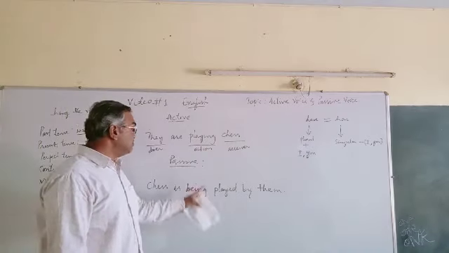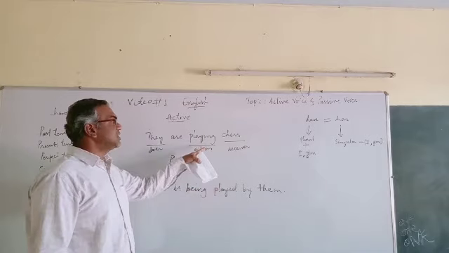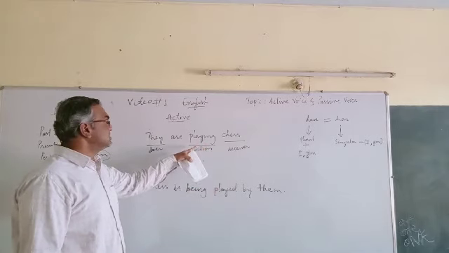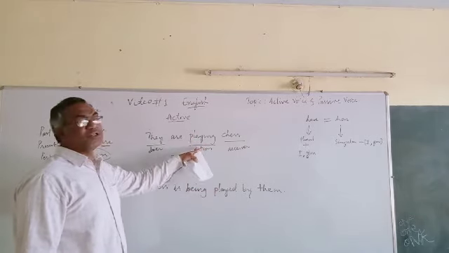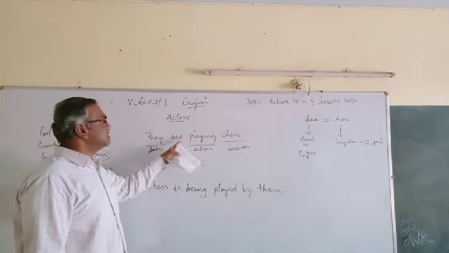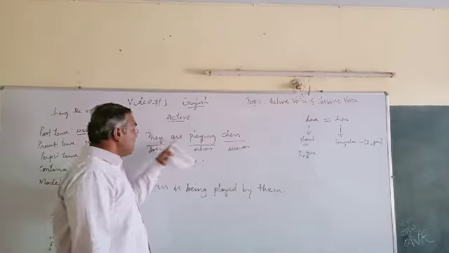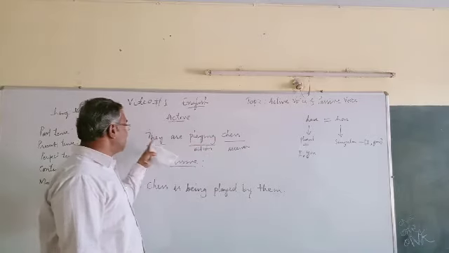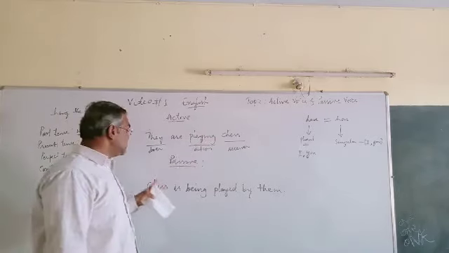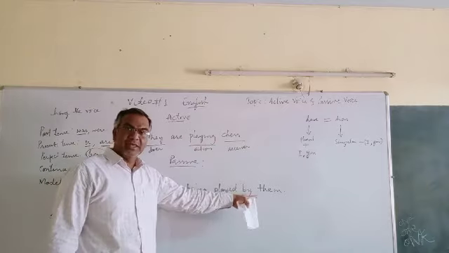Chess is being played. Why being? Because it is continuous. This given sentence is present continuous. Even if it was past continuous, being is still used. Imagine if it was like this: They were playing chess, then chess was being played by them.